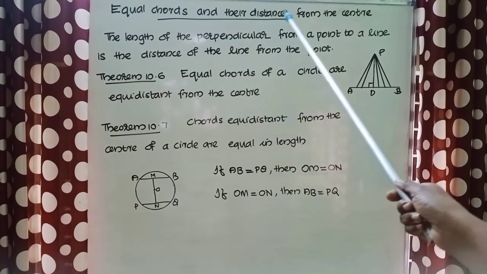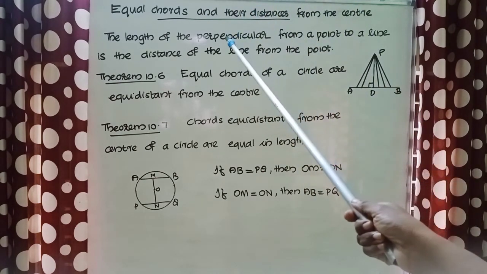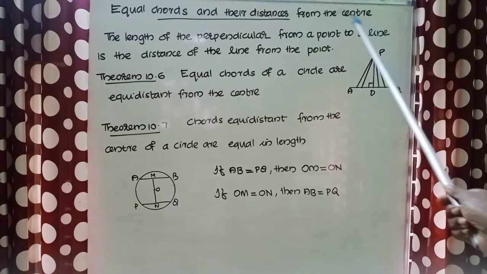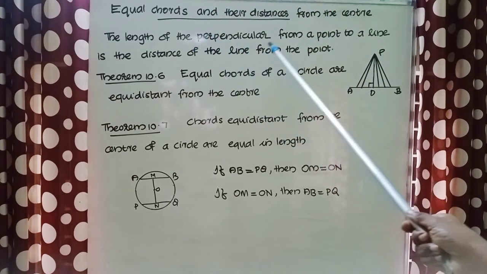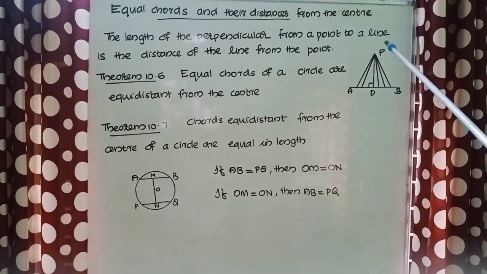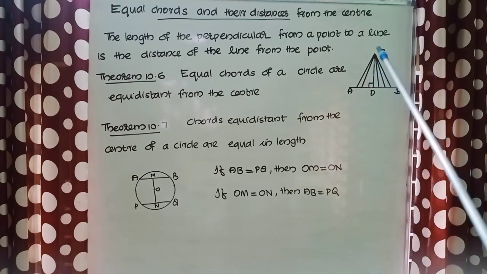Equal chords and their distances from the center. The length of the perpendicular from a point to a line is the distance of the line from the point. Here you see the figure. There is a point P and a line AB. And I have drawn so many line segments from P to AB. The distance from P to AB is the perpendicular distance. Here PD is the perpendicular distance. This is the distance from P to the line AB. The perpendicular distance is the shortest distance.